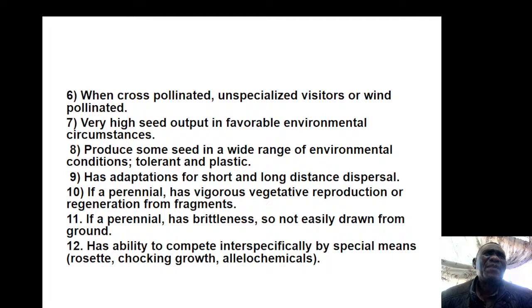A weed plant has adaptations to short and long distance dispersal. They can distribute seeds within short distances as well as long distances. Number 10, if perennial, has vigorous vegetative reproduction or regeneration from fragments. So they can reproduce from short pieces of parts of the weeds. If also perennial, they can easily break, that is brittleness.